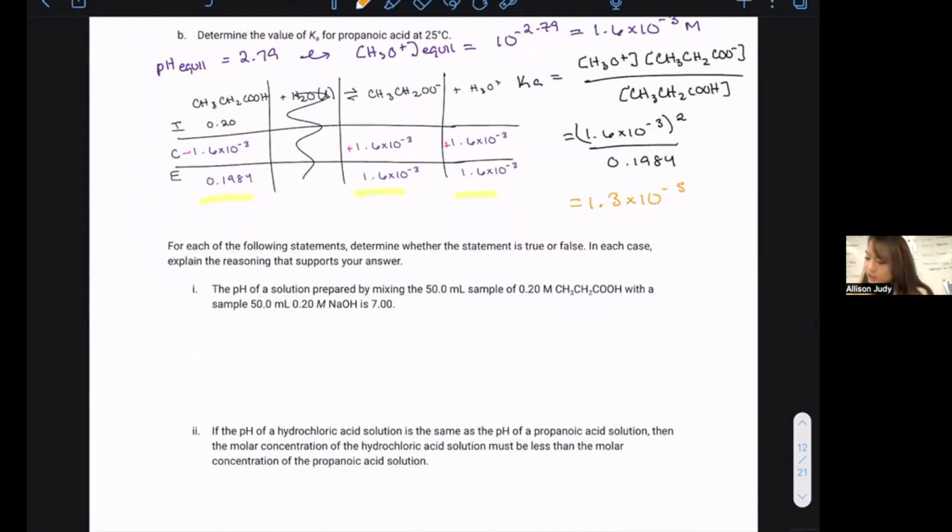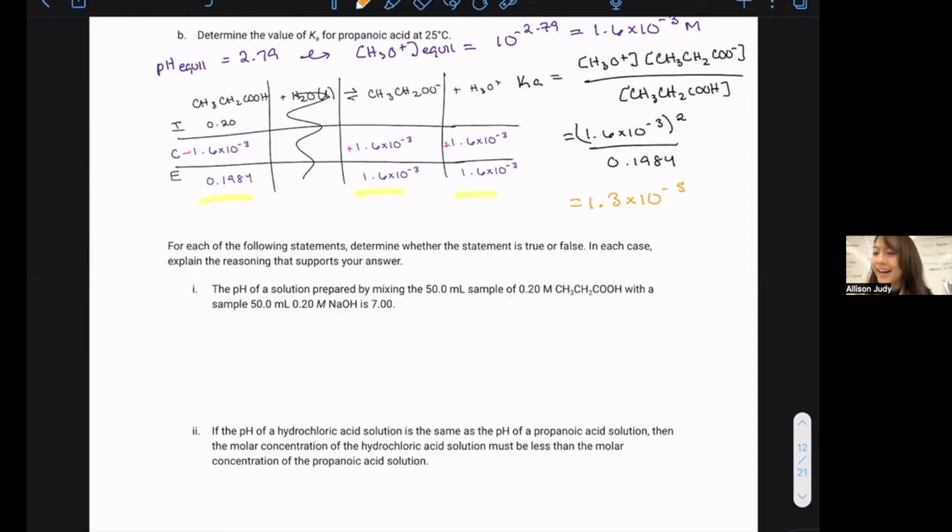Okay, so next part. For each of the following statements, determine whether the statement is true or false and then explain. Okay. So the pH of a solution prepared by mixing a 50 milliliter sample of the 0.2 molar propanoic acid with a sample of 50 milliliters of 0.20 molar NaOH is 7.